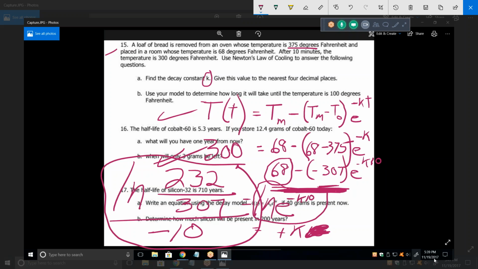And then the next question is how long it takes until the temperature is 100 degrees. And now I have to solve for t, but I'm using an exact k. I'm not using an approximation for k.